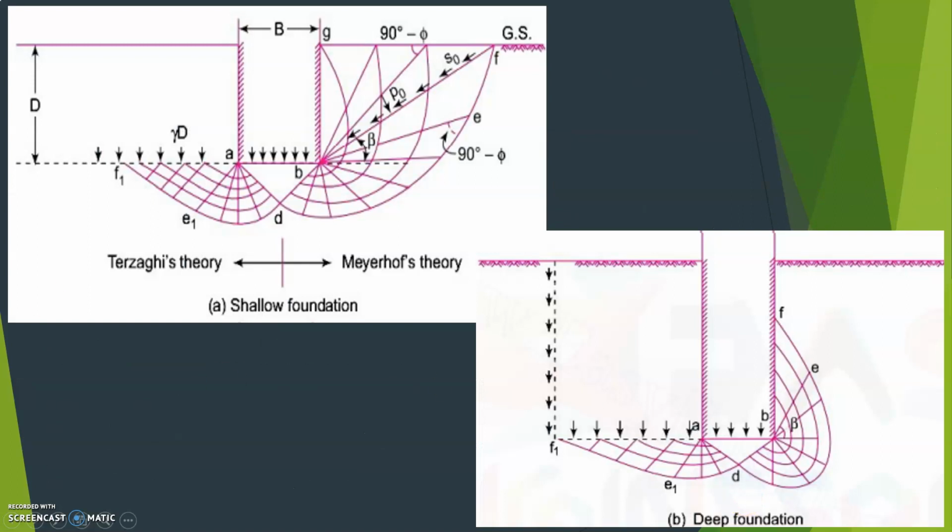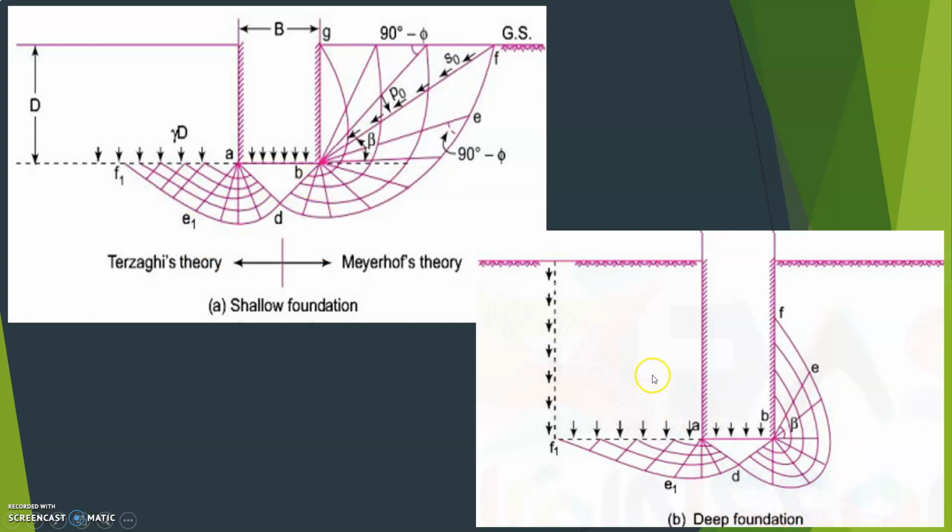This is about Meyerhof's analysis. Just read it once again, you will understand. This is Meyerhof's theory for deep foundation, explained in a single diagram. Here it is also compared with Terzaghi's theory.